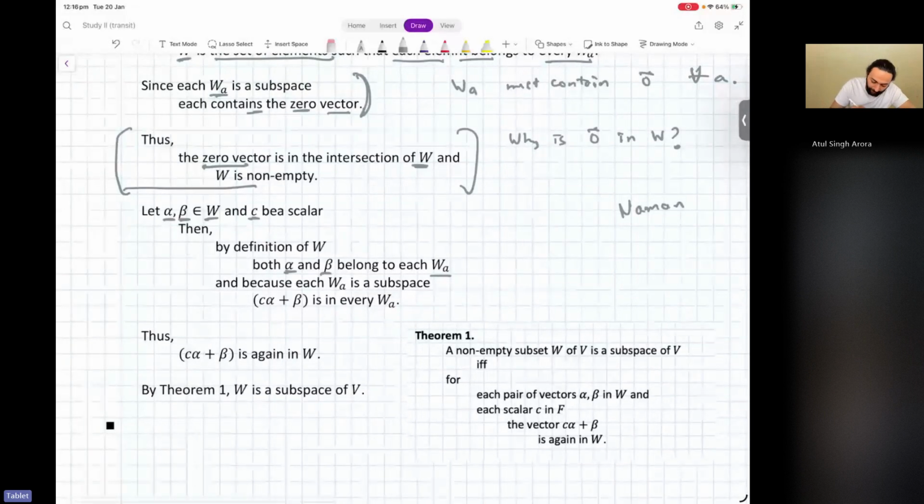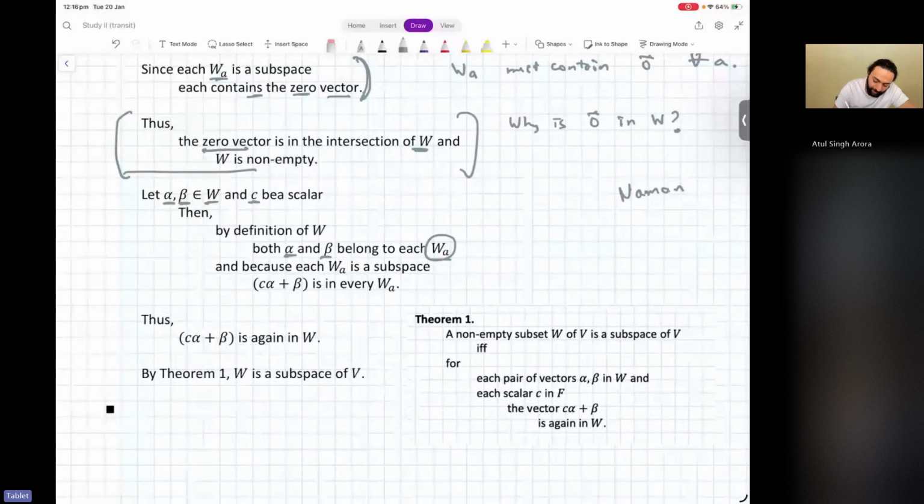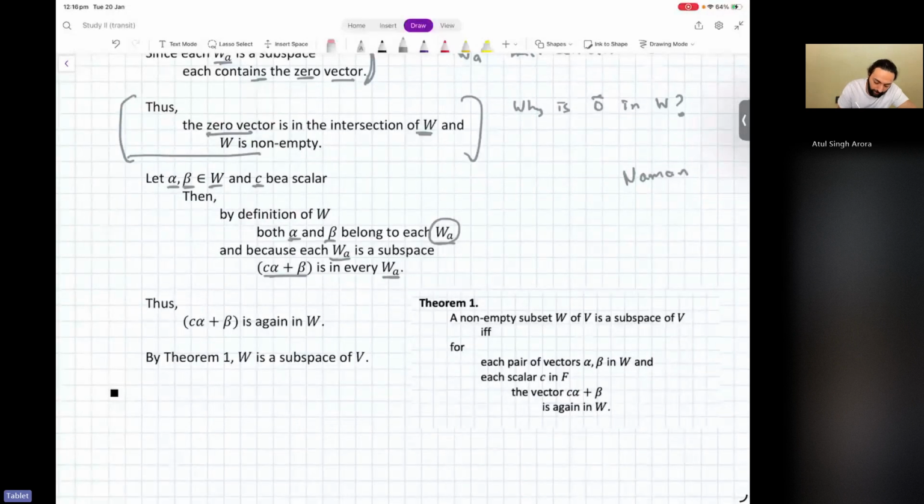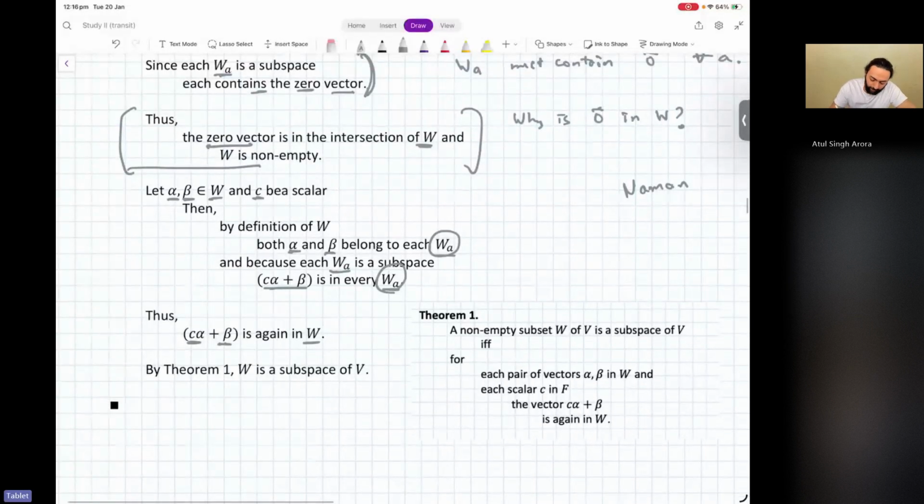Okay. Right. So then by definition, both alpha and beta belong to each W_A, right? And because each W_A is a subspace, it must be the case that linear combinations of vectors are also in the same vector space. And so therefore c alpha plus beta is in each W_A, so it must also be in the intersection of each W_A, which means in particular that it is in W. And so therefore we conclude that W is a subspace of V.